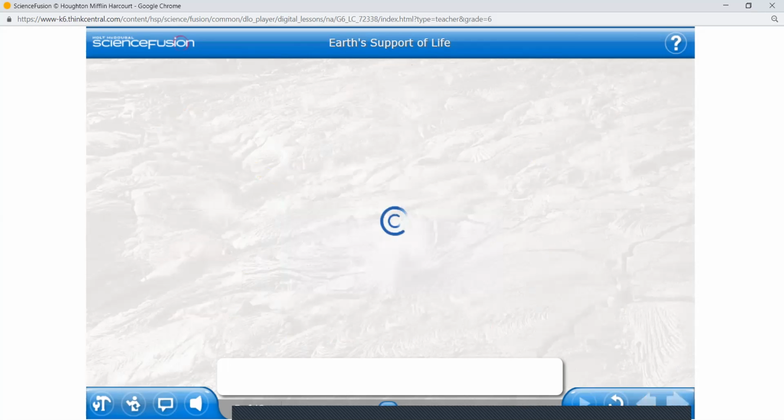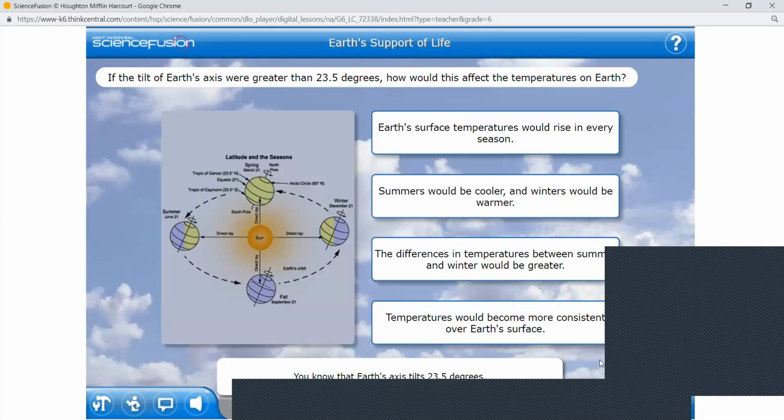Girls, I will continue with tomorrow's class. You know that Earth's axis tilts 23.